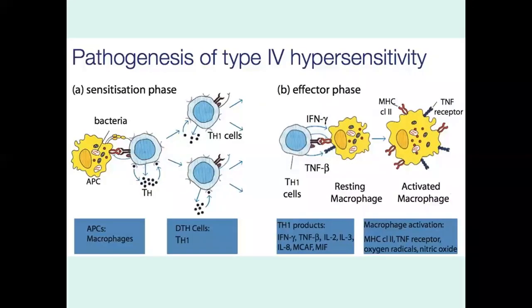So type 4 hypersensitivity reaction has a sensitization phase and an effector phase. The sensitization phase is that, as we did in tuberculosis, there are T cells and there are macrophages. The antigen presenting cells, which are macrophages, are going to present the antigen of the bacteria to the T cells, and then T cells are going to give signals to the macrophage to form much stronger cells, which are epithelioid cells.